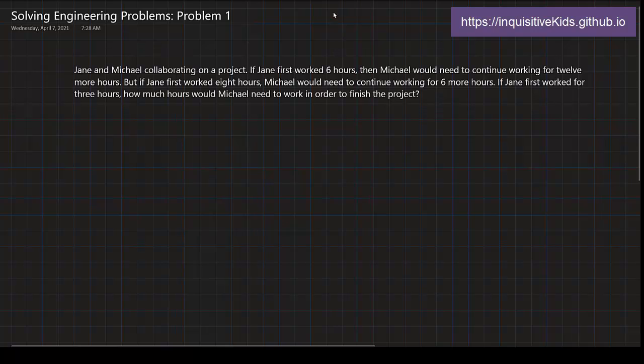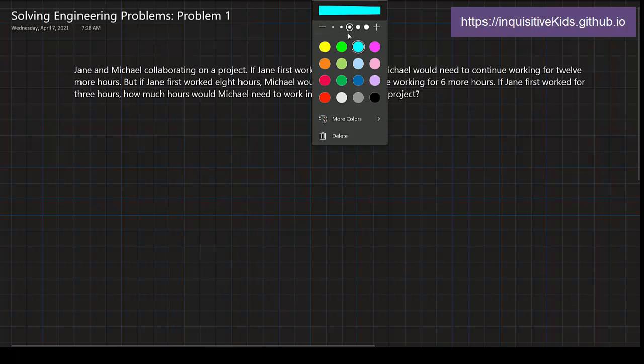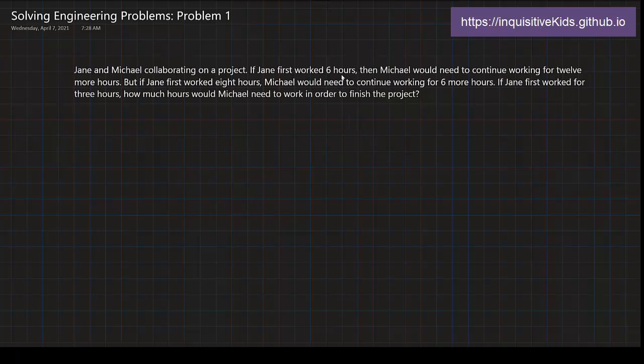So how are we going to do that? First, we highlight what we know. We know that if Jane first worked 6 hours, then Michael would need to continue working for 12 more hours. But if Jane first worked for 8 hours, Michael would need to continue working for 6 more hours. And the problem is, if Jane first worked for 3 hours, how many hours would Michael need to work in order to finish the project?